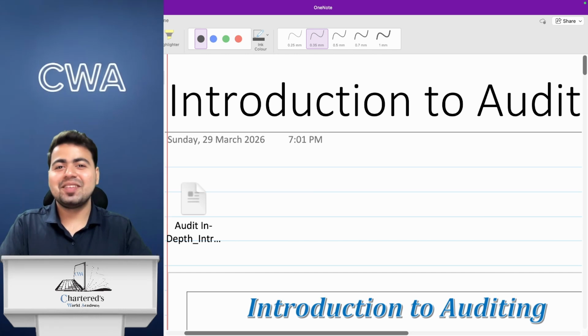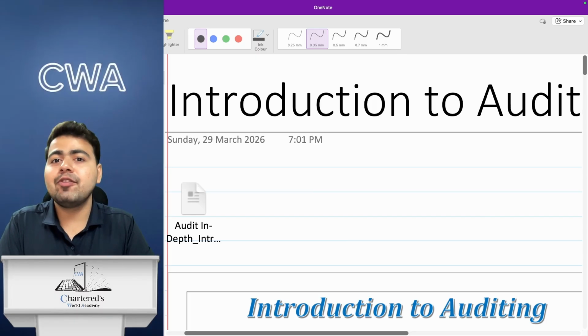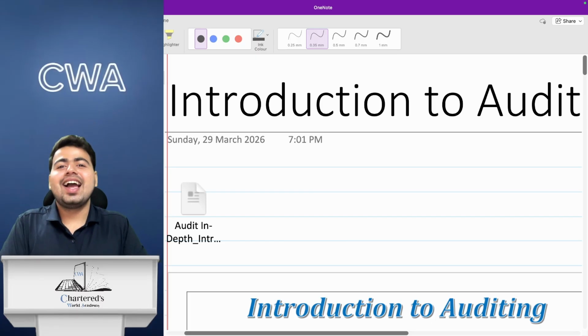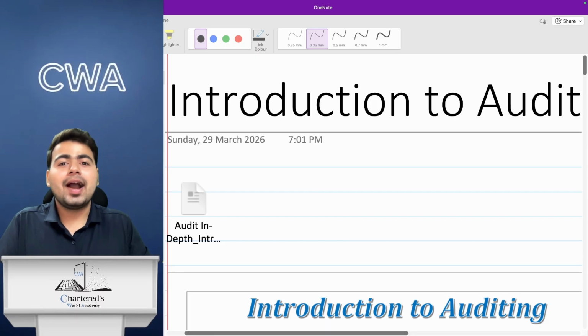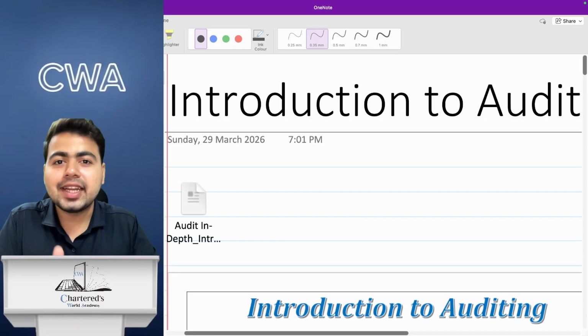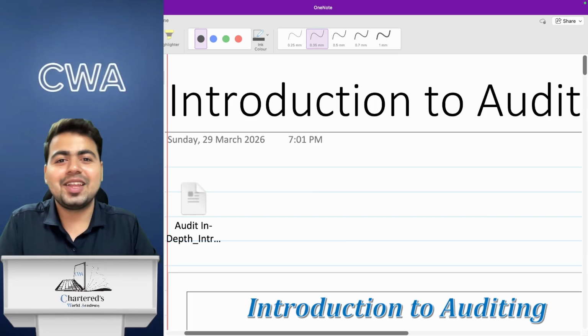And one last thing, audit can be one of your strongest and most scoring subjects if you stop mugging up and start understanding it. With that, I, CA Vatsal Shah, invite you to be a part of this journey because we are not going to study audit. We are going to talk audit and we are going to think like an auditor.